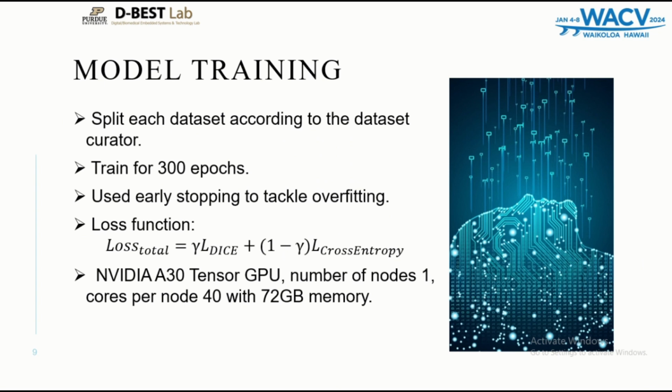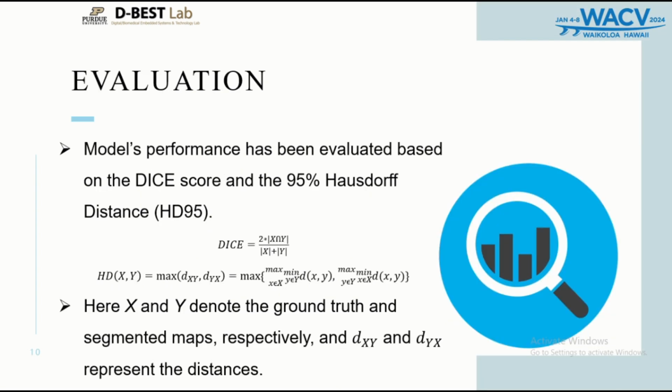Now, model training. To train the model, we used combined dice loss and cross entropy loss, and the final loss function is the weighted combination of dice and cross entropy. We trained the model for 300 epochs, and we used early stopping in order to prevent the model from overfitting. The performance of the model has been evaluated based on the dice score and 95% Hausdorff distance. The equation shows how we have implemented these two metrics in order to measure the performance of our model.